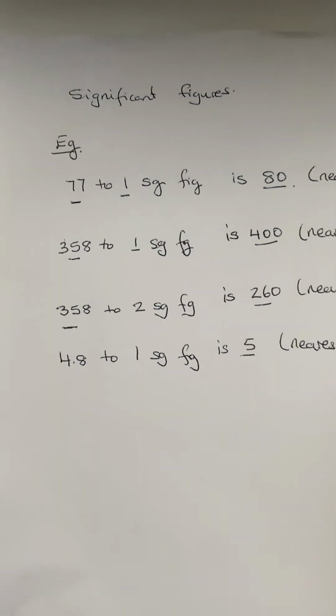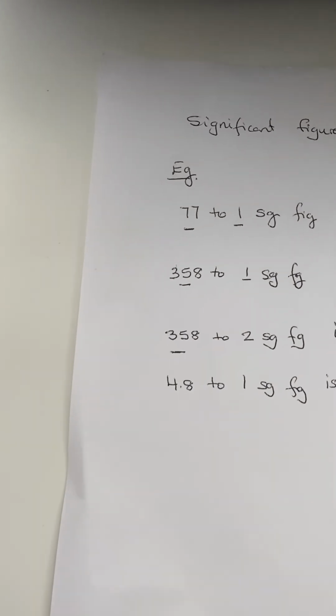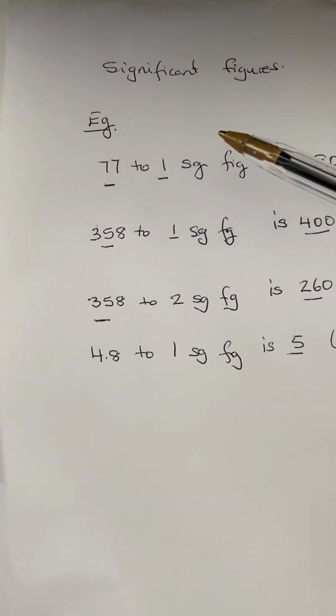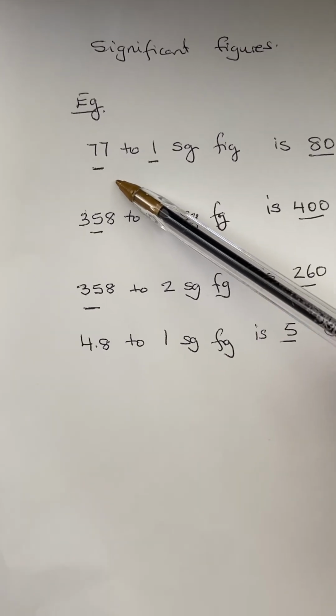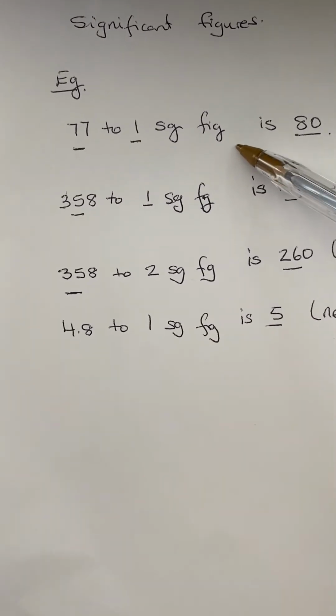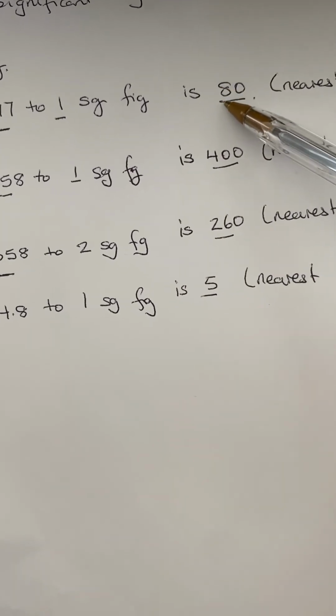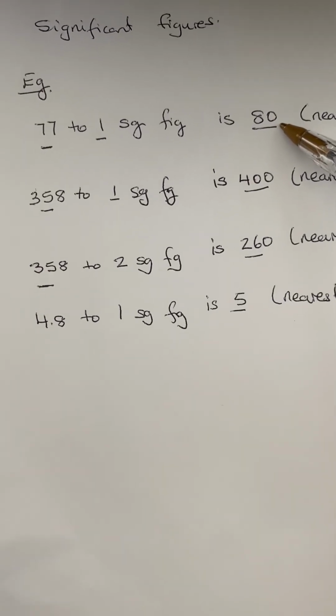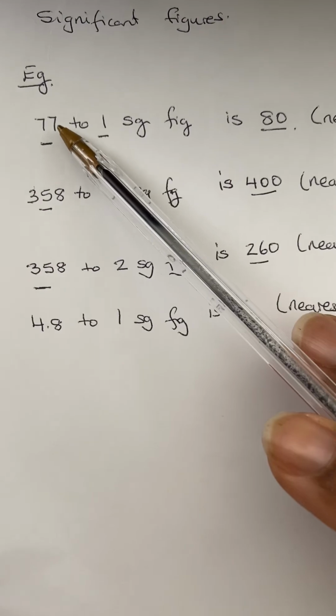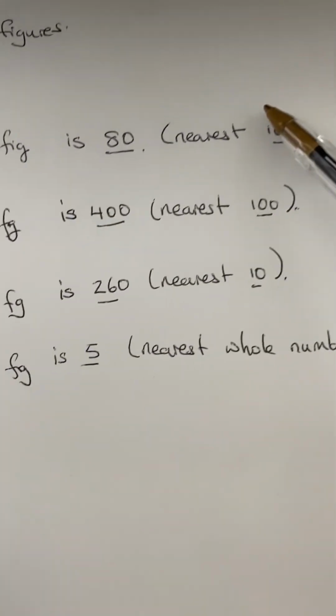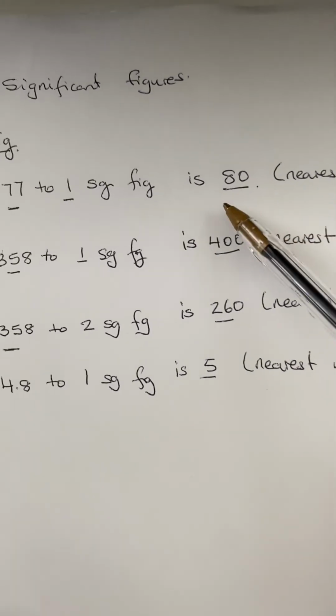Okay, so quickly, let me just look at another thing here, significant figures, and we'll round off for today. The examples I have here on significant figures, let's have a look. 77 to one significant figure is 80. So now we round 77 off to the nearest 10 and we get 80.